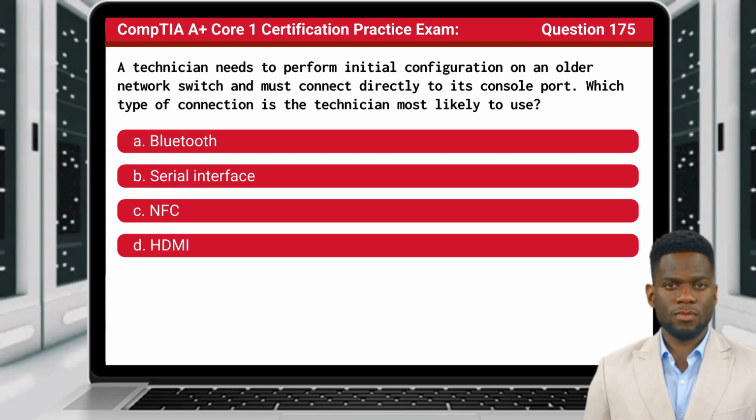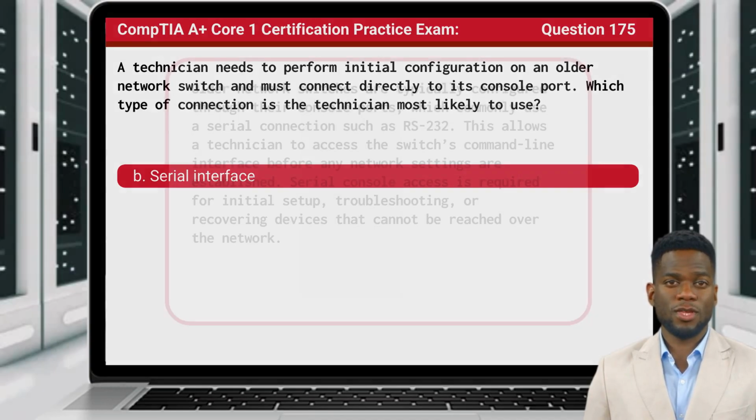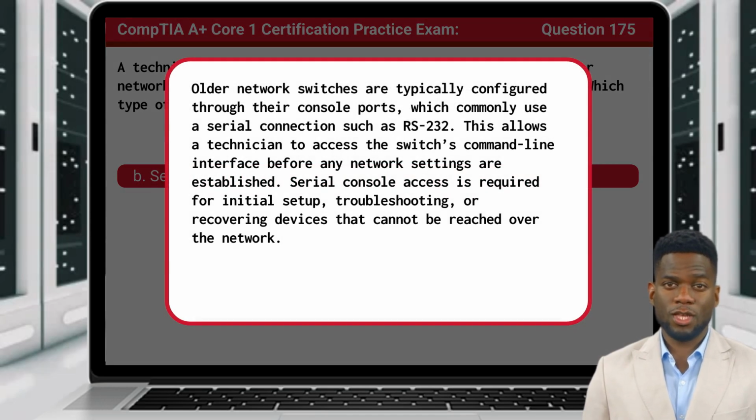The answer is B. Serial interface. Older network switches are typically configured through their console ports, which commonly use a serial connection such as RS-232. This allows a technician to access the switch's command line interface before any network settings are established. Serial console access is required for initial setup, troubleshooting, or recovering devices that cannot be reached over the network.